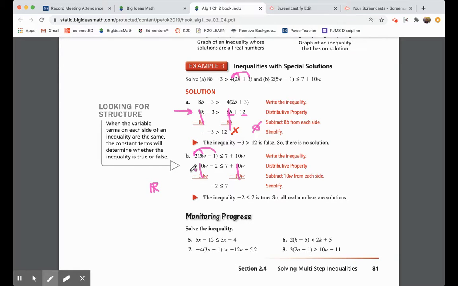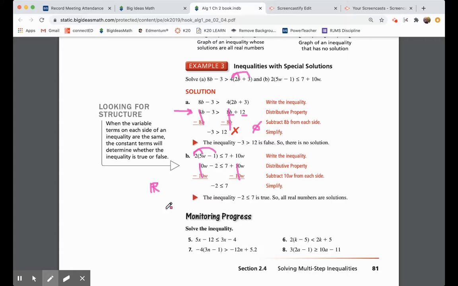Now, if you go back and notice that the examples we just did, these 2 that were special cases had parentheses. That's not always the case. That just happened to work out for this. So don't try to remember that if it has the parentheses where you distribute, it's going to be a special one.